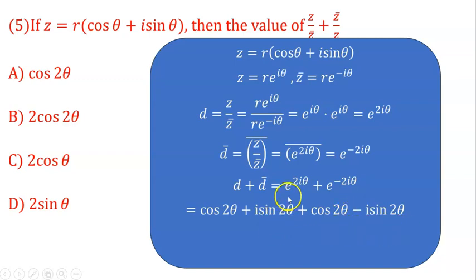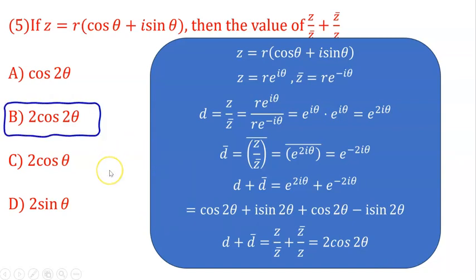Now here, plus i sin of 2 theta and minus i sin of 2 theta get cancelled. Therefore, cos of 2 theta plus cos of 2 theta gives 2 times cos of 2 theta. And hence the value of z upon z bar plus z bar upon z is equal to 2 cos of 2 theta. And hence option B is correct here.